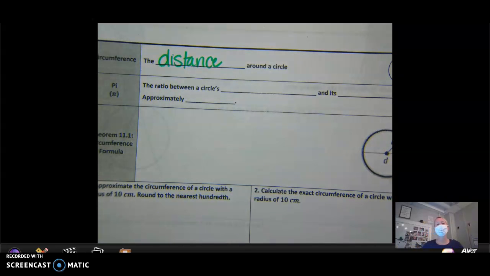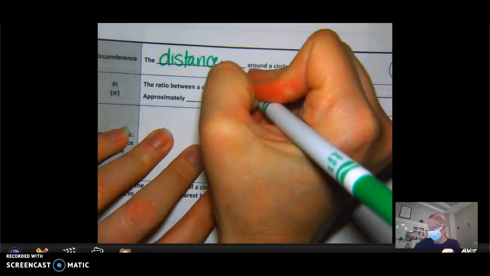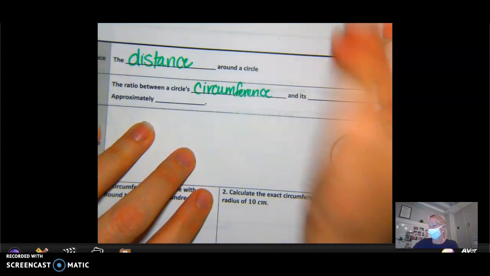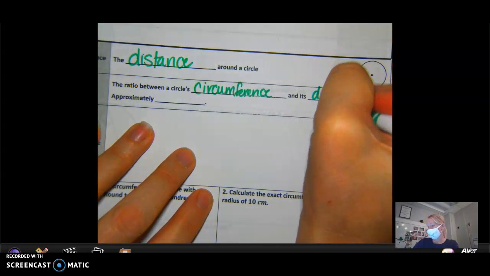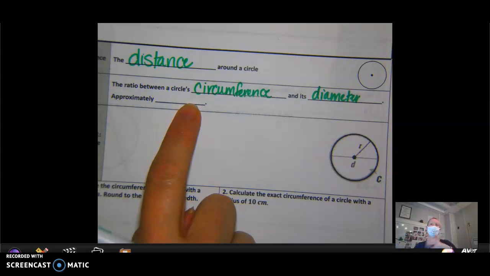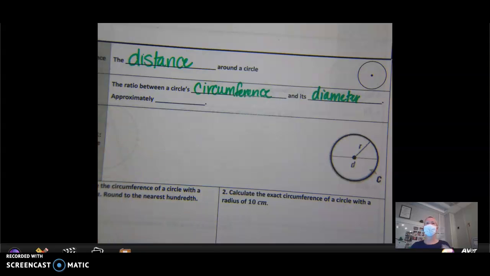Pi is the ratio between the circle's blank and its blank. Anybody know? Have you guys worked with pi before? Did you ever do that Oreo thing where you measured around the Oreo and measured across the Oreo? Or with Chips Ahoy? If you measure around and then across and put it as a ratio or a fraction, it's always going to reduce down to pi, which is what? What's the number for pi?